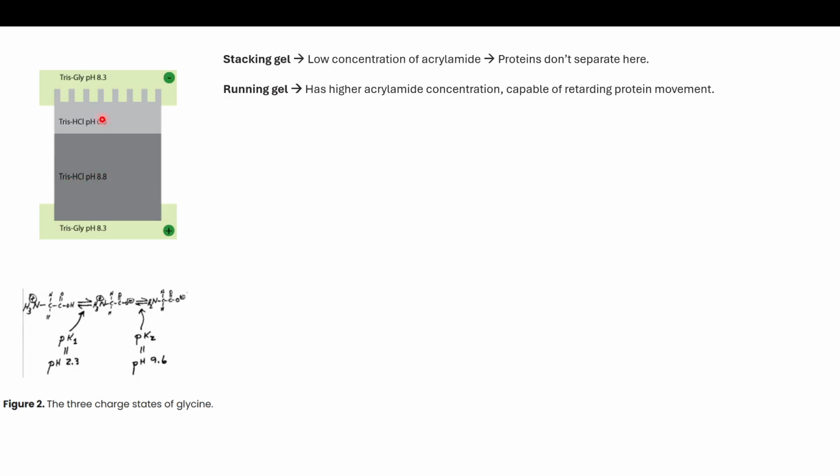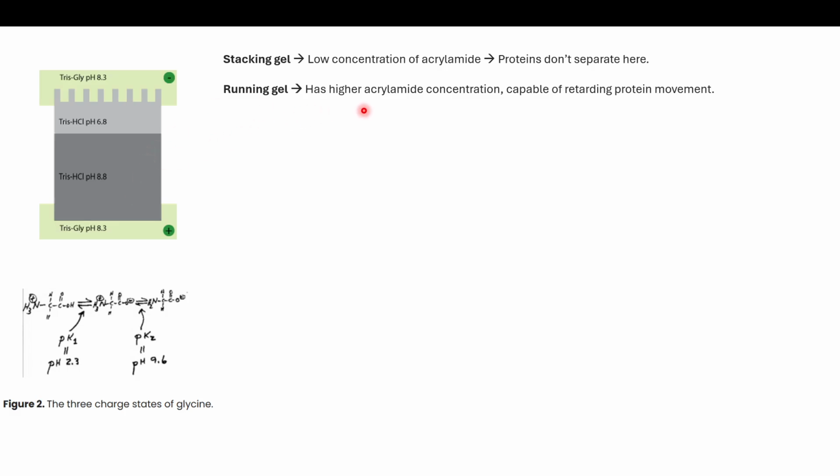The stacking gel has a low concentration of acrylamide, where we actually don't separate the proteins, and then there's the running gel here, which has a higher concentration of acrylamide, wherein the size of the pores will matter because that will provide the sieving effect. Here we don't want any separation or sieving, so the pores should be large enough that almost all the proteins can easily move through. Then we come to this starting point, which we will look at eventually.